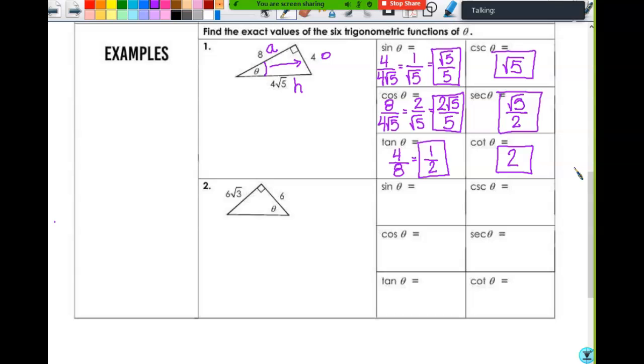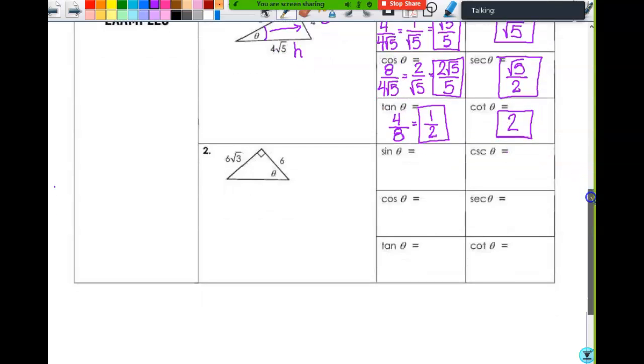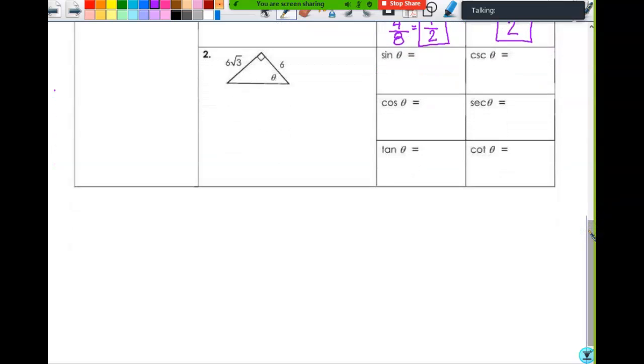All right, so let's look at number 2. On number 2, here is my theta. So this is my opposite side. Across from the right angle is the hypotenuse, and then this is my adjacent side. All right, so I don't have the hypotenuse. I need to find the hypotenuse so that I can do all of these ratios. At this point, I could do the tangent ones, but I'm going to have to do them all. So how am I going to find the length of the hypotenuse?